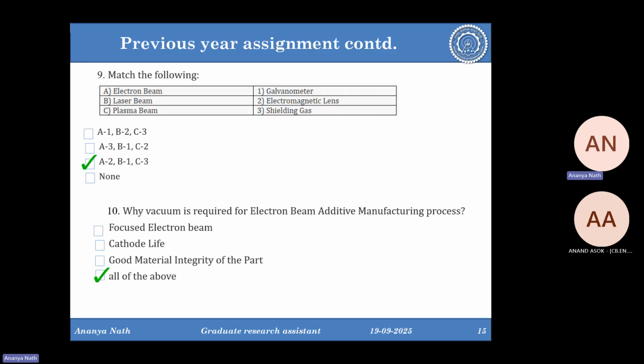The cathode life will also be reduced if we are doing it in air because of the air molecule interaction with the cathode, and good material integrity of the part. These are some indirect ways, but all of them are true, because if we are doing it in vacuum, you can maintain the purity of your metal. You can avoid the oxidation. You can avoid. For question number 9, actually, all these, electron beam and electromagnetic lenses, how are they connected? That I don't know.